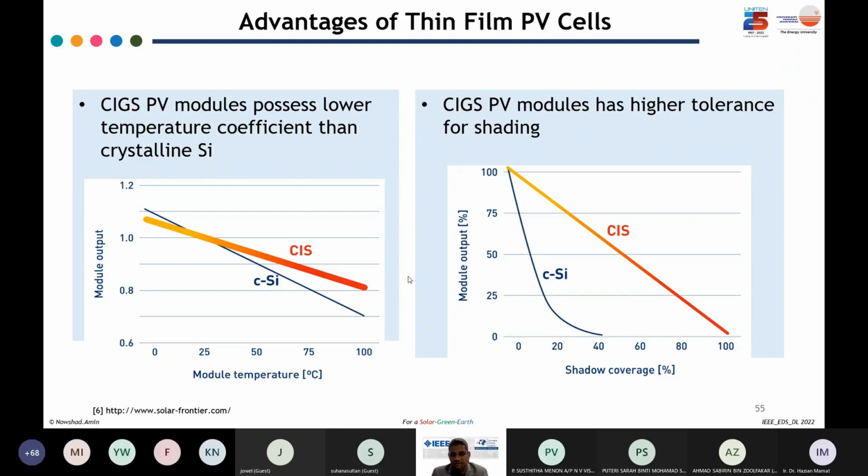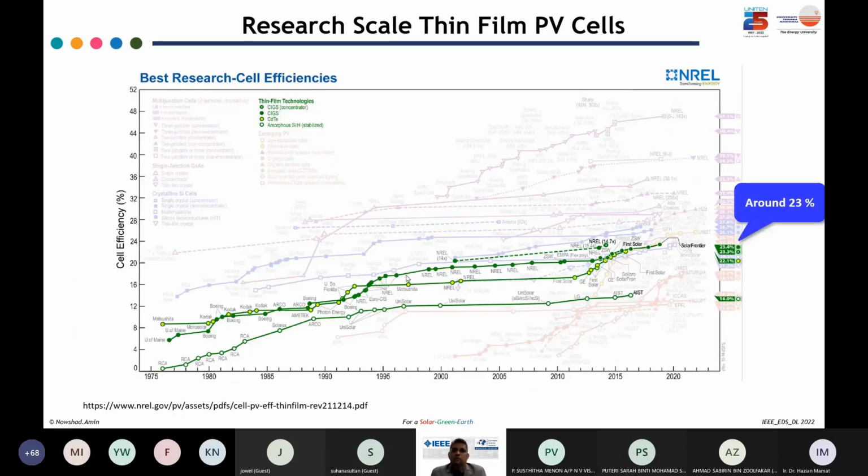Here I'm showing the efficiency improvement in cell scale, research scale solar cells of thin films only, taking the 3 mainstream ones, CIS or CIGS, and cadmium telluride, as well as amorphous silicon. NREL, the National Renewable Energy Laboratory of the US, always makes the effort to put the highest efficiency solar cells in this chart. And it is a dream for every solar cell researcher to put their group into this chart.